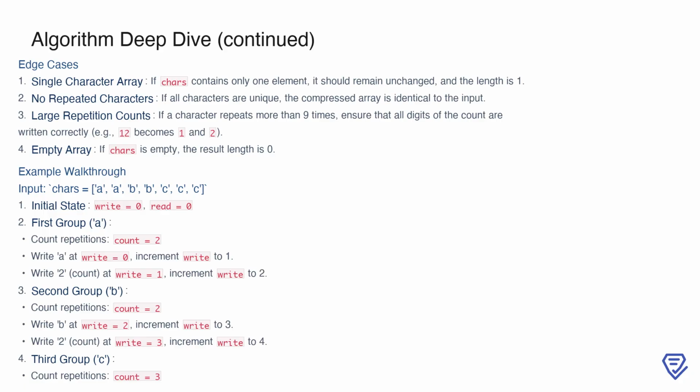To illustrate, consider the example input chars equals a, a, b, b, c, c, c. Initially, both write and read pointers are at position 0. For the first group, the character A repeats twice, so we write A at position 0 and 2 at position 1. The write pointer is then incremented to position 2.